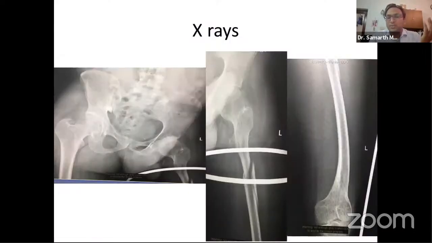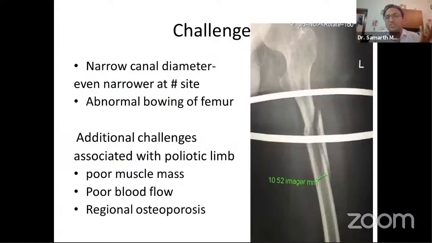Then there are some challenging situations wherein you can get these subtrochanteric fractures in osteoporotic bones. I have a large series of these patients, and most of the time I try to do a nail in these patients because they have poor muscle mass, poor blood flow, and regional osteoporosis. The chances of union in these fractures take a longer time. So I want to keep an implant that gives me a longer time to failure or gives me more time for union. But the problems here are the diameter of the canal is less and there is abnormal bowing of the femur. So whenever you're going for these patients, you go in for too many options, not just one option.